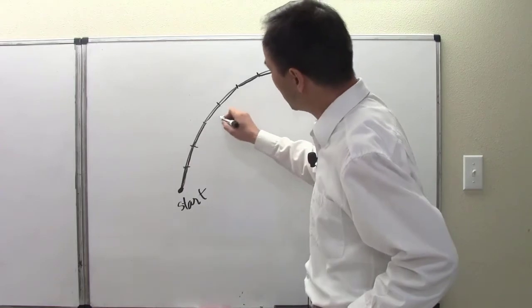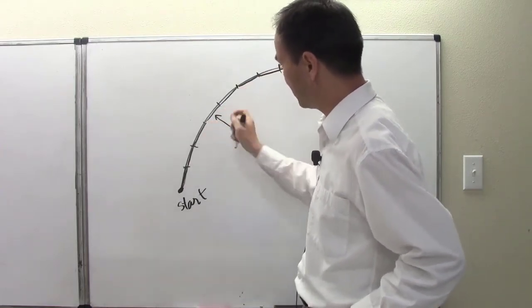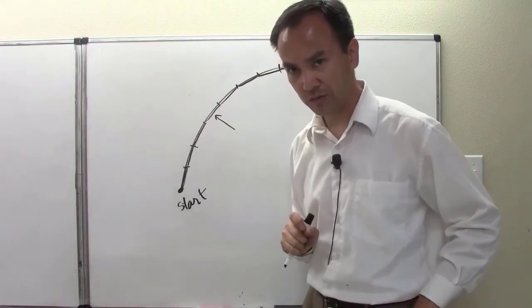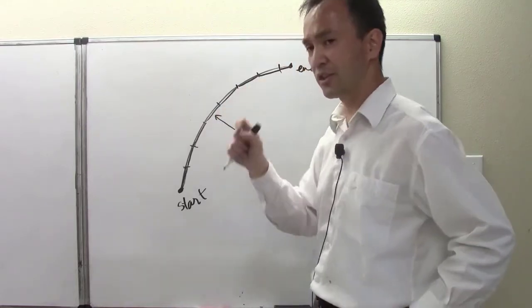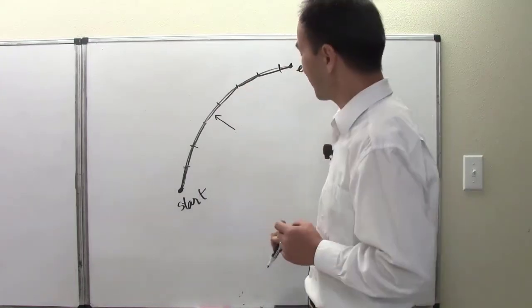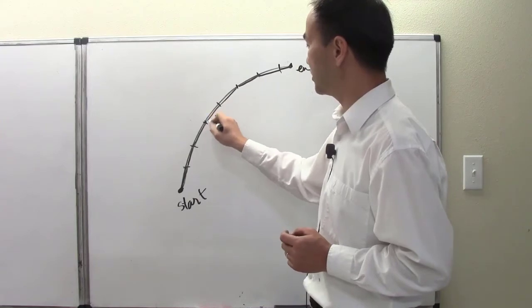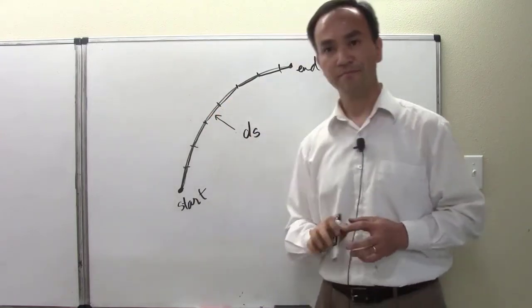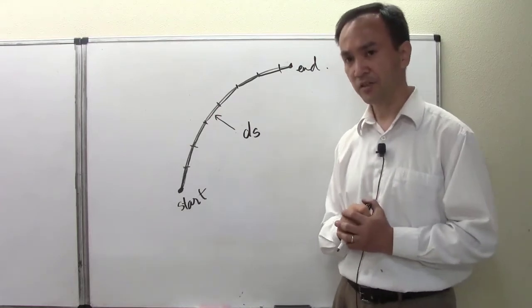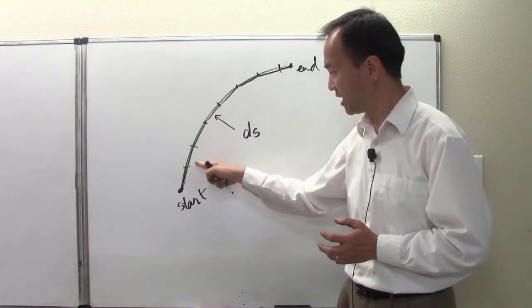Each one of these is a short segment. Each one of these subsections, we're going to take as a straight segment. Each one of these sub-segments, I'm going to call a distance ds. It's a small little section, so this is a ds between these two tick marks.